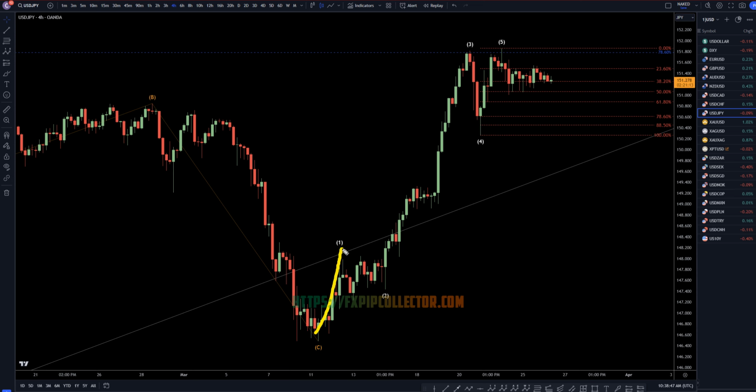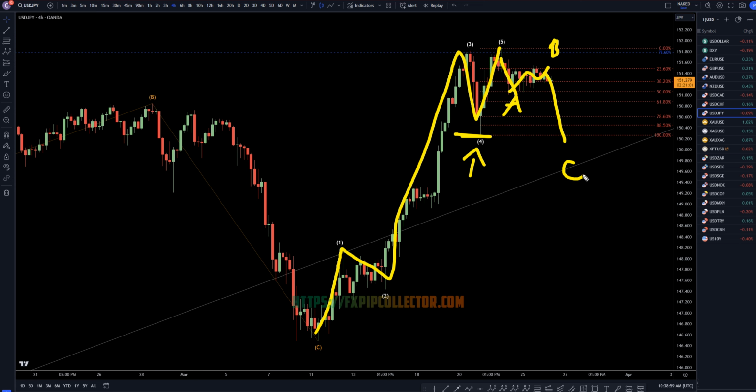It looks like a complete trend, 1, 2, 3, 4, 5, which makes me think that it probably is going to make a move down to take out the low of wave 4. Maybe this is like an A, maybe this is like a B, and then it goes down and makes a C, and takes out the low, and then later on continues the uptrend.